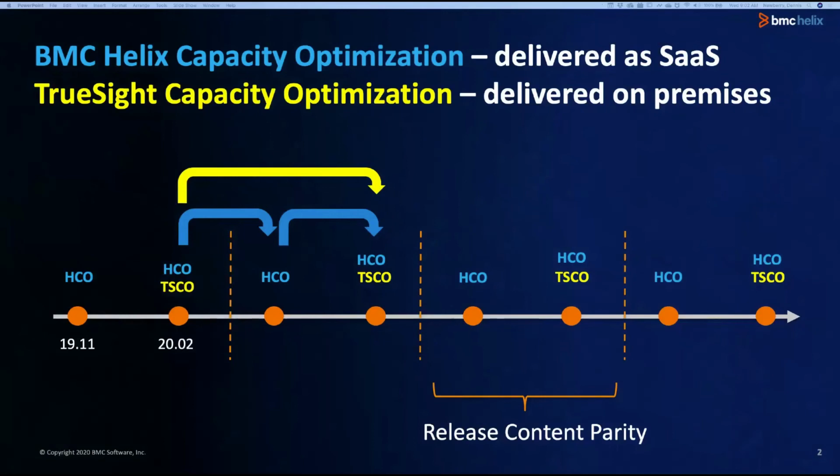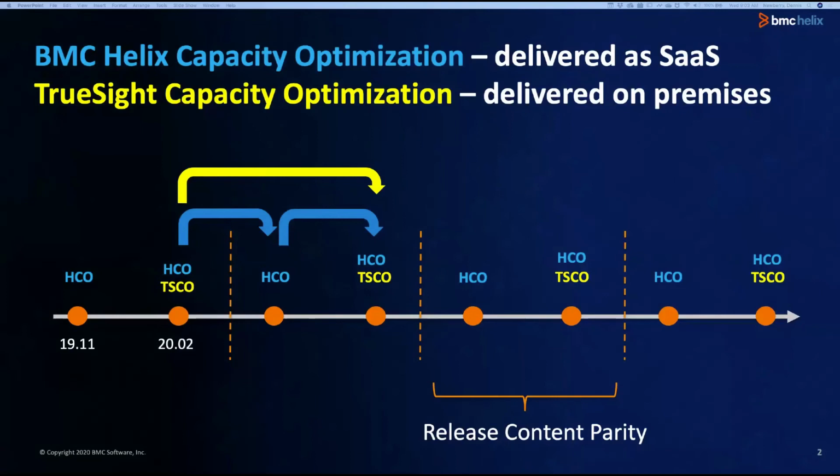So you're going to see Helix releasing more frequently than TrueSight. So generally every 2 releases of Helix would be 1 release of TrueSight. However, the content will be the same between the releases. So in the instance of 2002, which just released in February, we released both Helix Capacity Optimization as well as TrueSight Capacity Optimization, and they have content parity, and that will be true going forward.